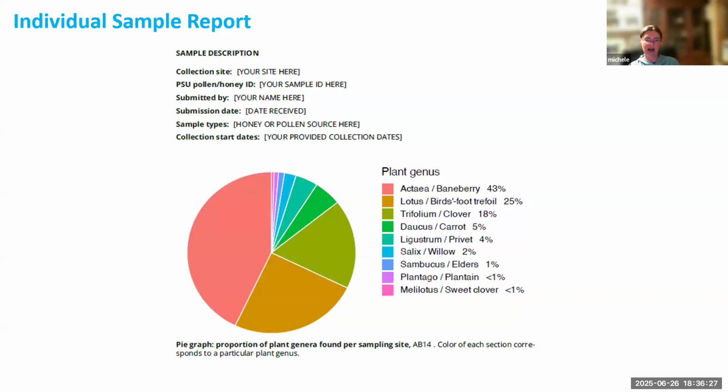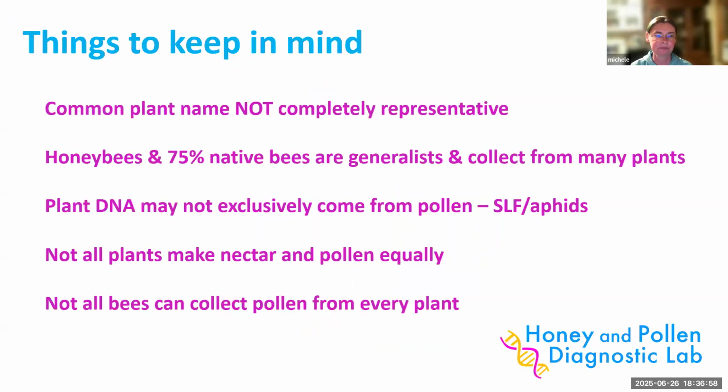Same kind of idea. I always make sure that every report has the information that you provided, because we're human, and yes, I sometimes give my technicians stuff to enter in, because I can only do so much on my time. So I like to make sure that people validate that the information they gave me in their sample sheet is correct. Same idea though, you're going to see a proportion of a particular genus across your sample.